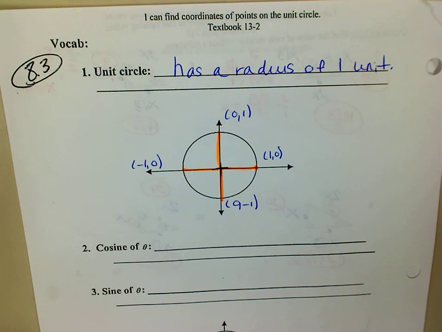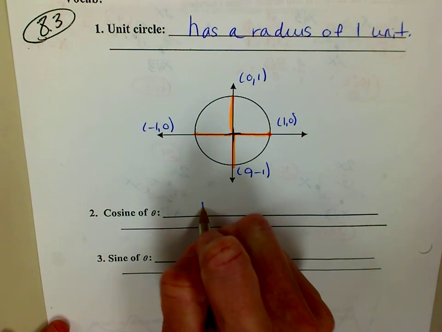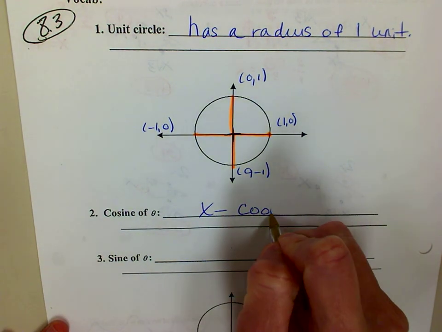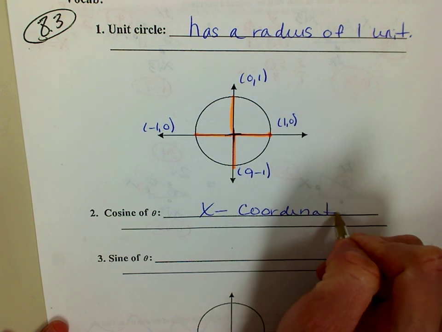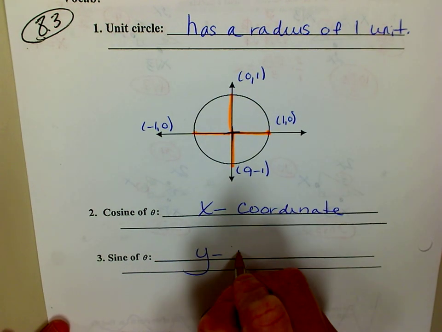Let's talk about cosine and sine now. So cosine is going to be the x-coordinate, and sine is going to be the y-coordinate.